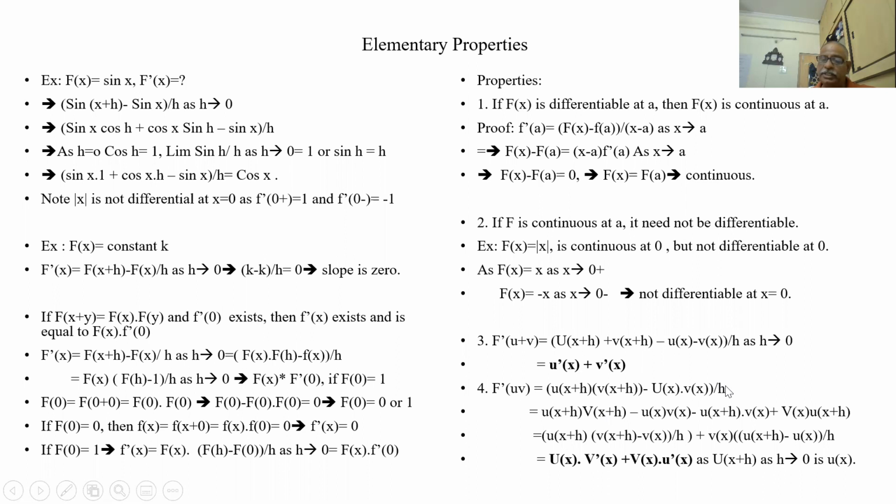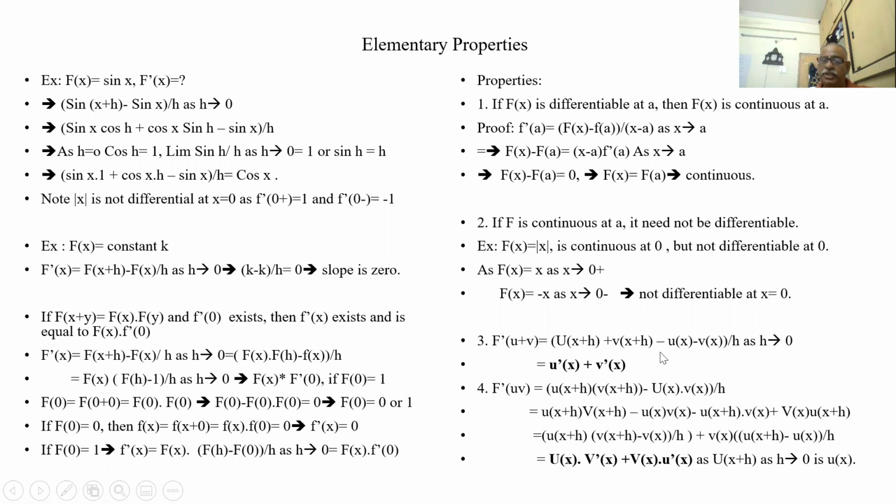So the difference quotient, as h tends to 0. If I add and subtract u(x+h)v(x), see, this is subtracted, same thing is added. So when I rearrange the terms, I get u(x+h) into v dash, and v(x) into u dash. So u v dash plus v u dash is my multiplication: u v dash plus v u dash.